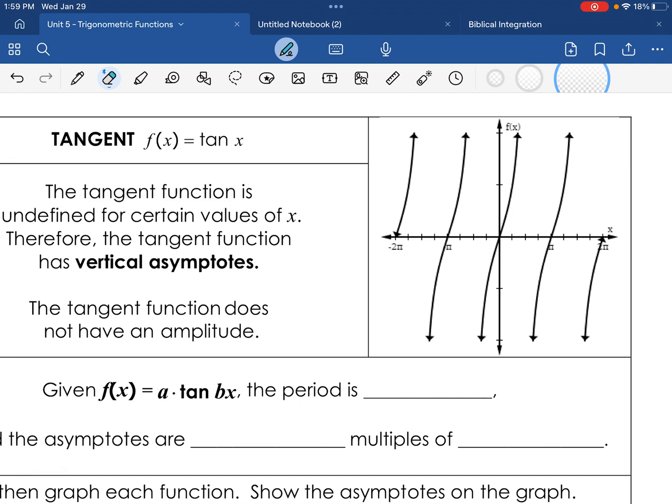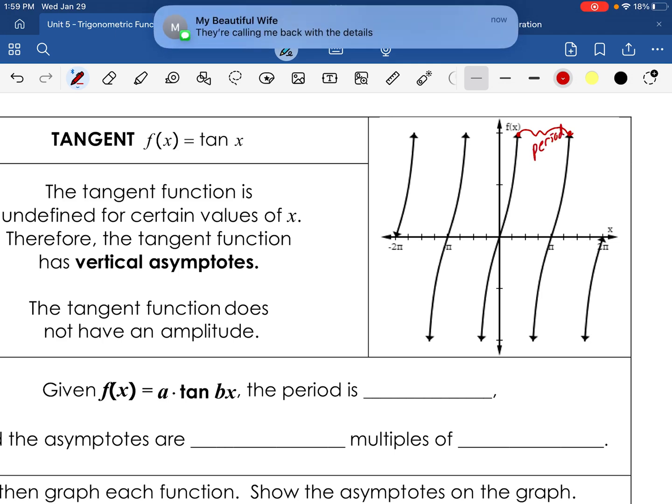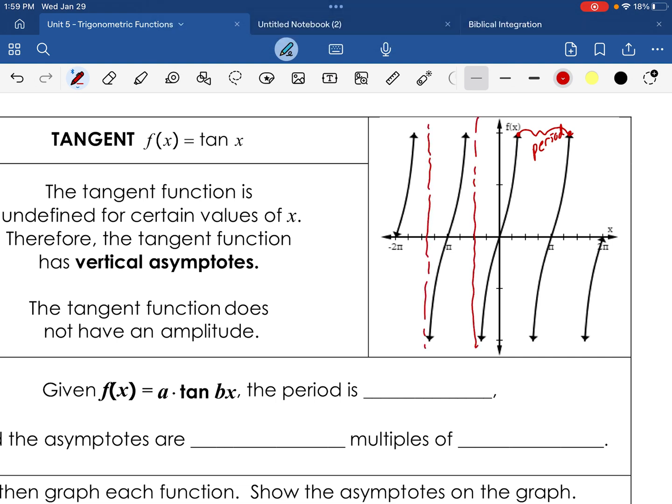So where is a period of tangent? Tangent's periods occur just like the other ones, from one point to another. So from here to here is a period. Right? And it's going to have tangent lines right here. Just like that. And those are all your tangent lines, and those are called asymptotes.